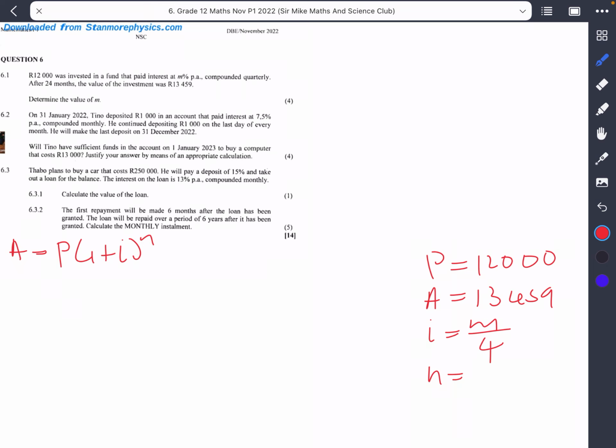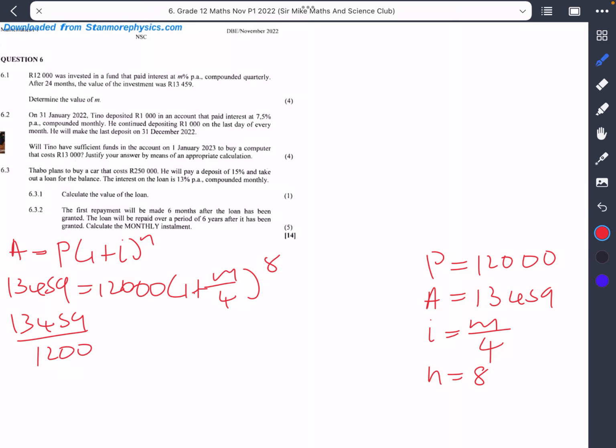Now remember that n is the number of times interest is added. Interest is added 4 times in a year, because we have 4 quarters in a year. They said after 24 months the value of the investment was 13,459. 24 months would be 2 years, and since we have 4 quarters in a year, in 2 years we'd have 8 quarters. So n would be 8.